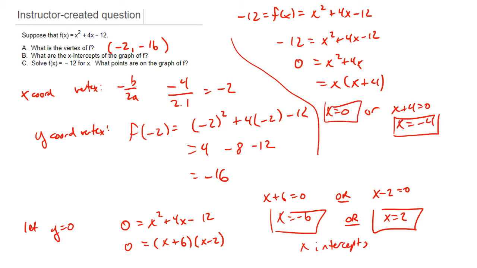So if I want to solve f of x equals negative 12 for x, there are two solutions. Either x is 0 or x is negative 4, giving me two different points on the graph. If x is 0, y is negative 12, but if x is negative 4, y is also negative 12. So these are two points on the graph of the function. Finishing part C.